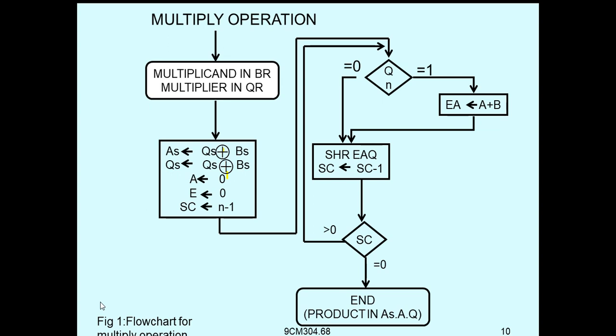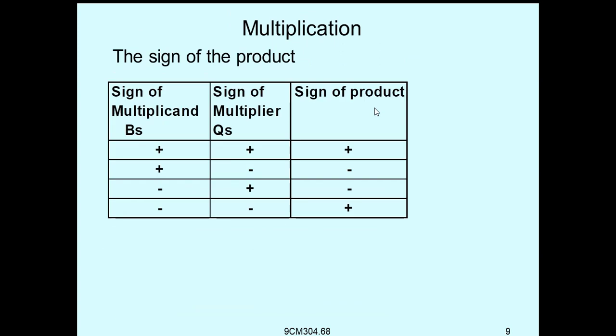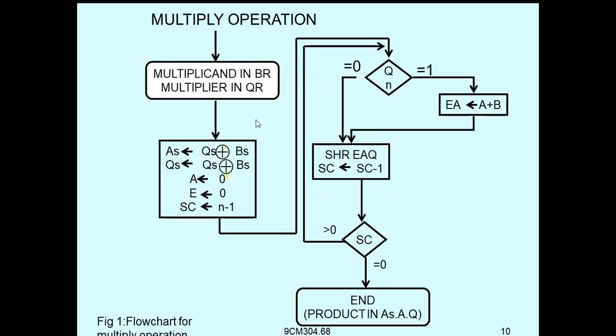I told you in the example also, this one is 0, and A is 0, the partial product. This is the Qn bit. And then SC is n minus 1 bits. I told you SC should be set to the multiplier bits, an equal number of multiplier bits.